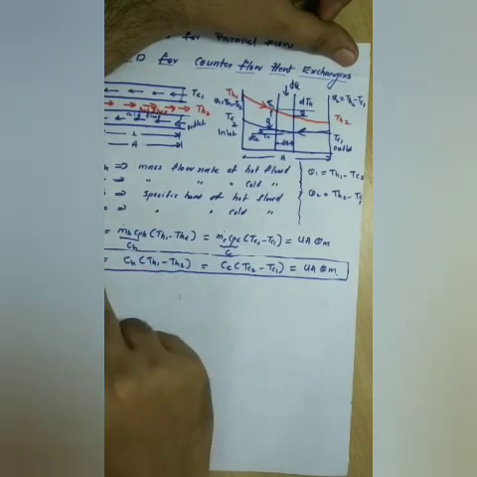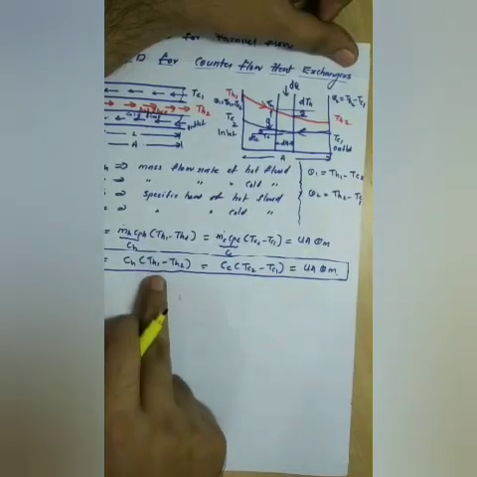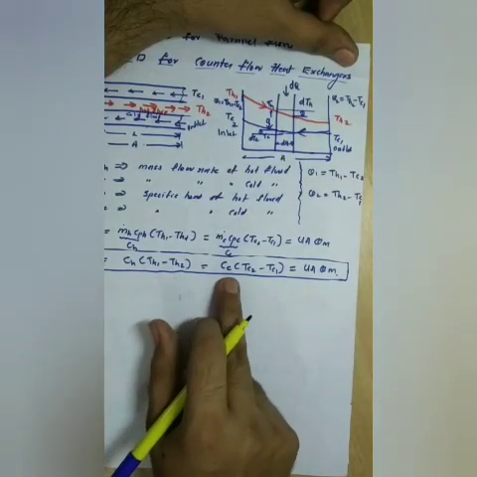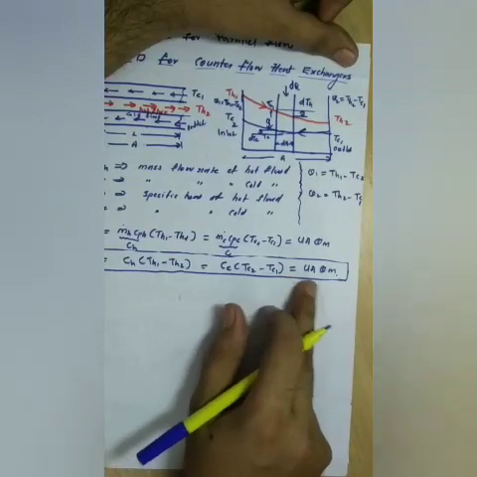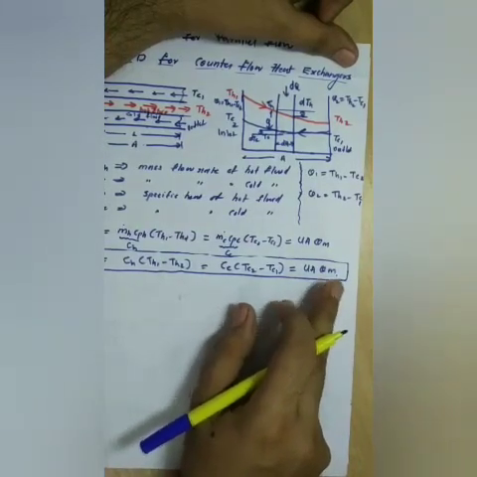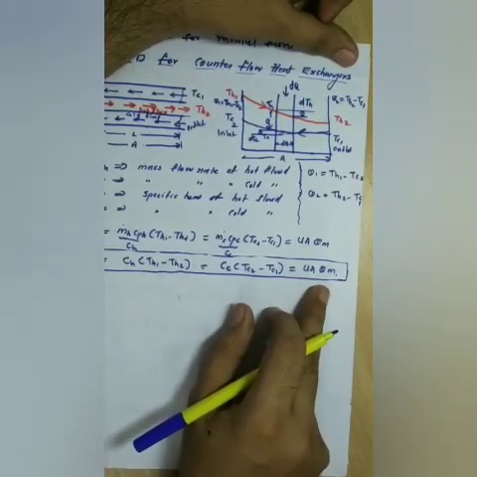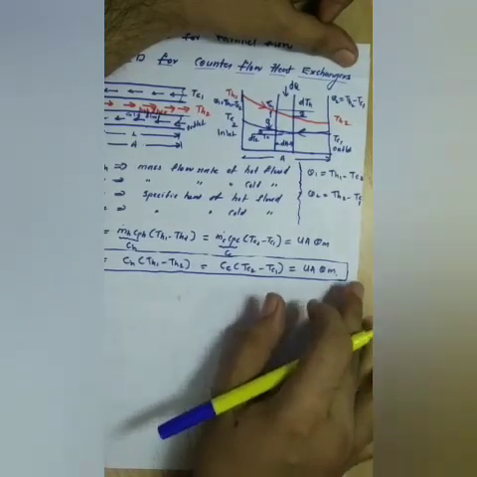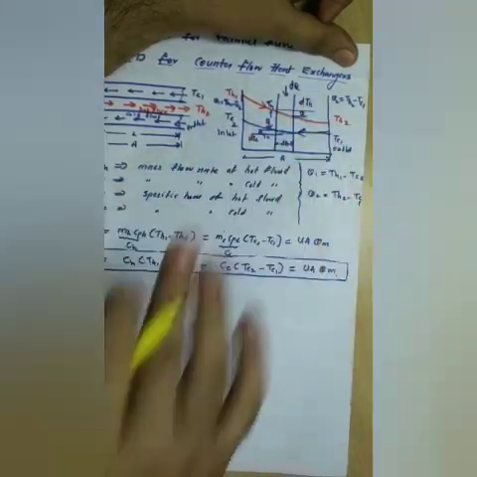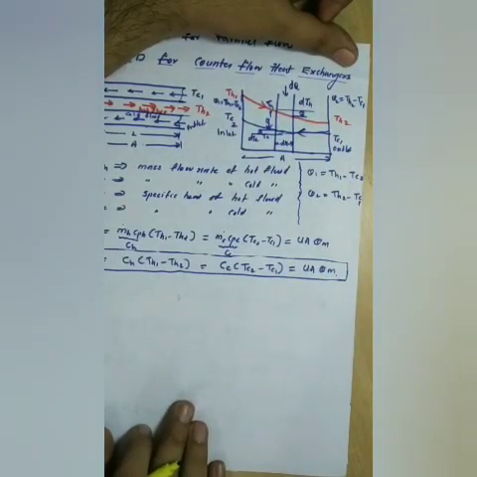The product of mass flow rate and specific heat is heat capacity. So I can rewrite the same equation as Q equal to Ch (Th1 minus Th2) equal to Cc (Tc2 minus Tc1), which is equal to UA theta m. This is the general equation for a heat exchanger. So our aim is to find the value of this theta m in terms of temperature differences.